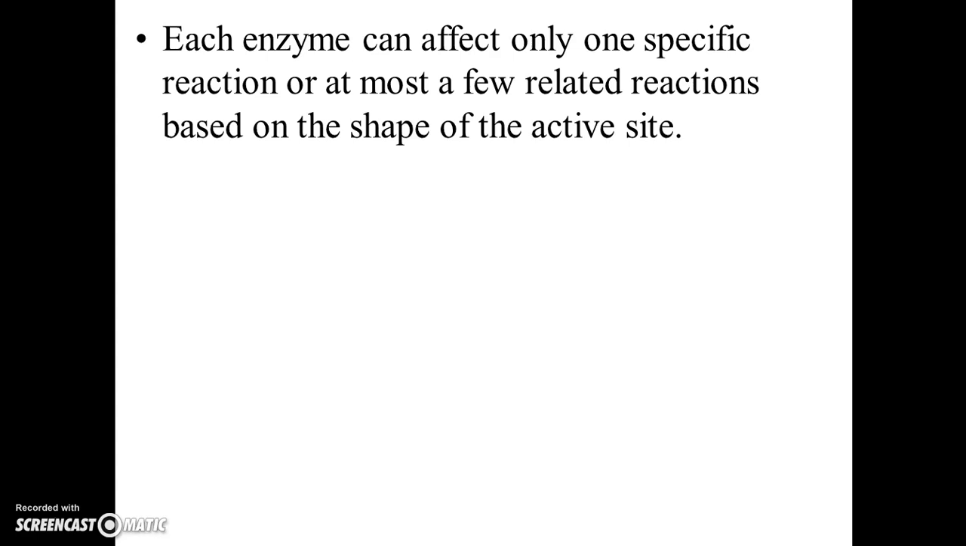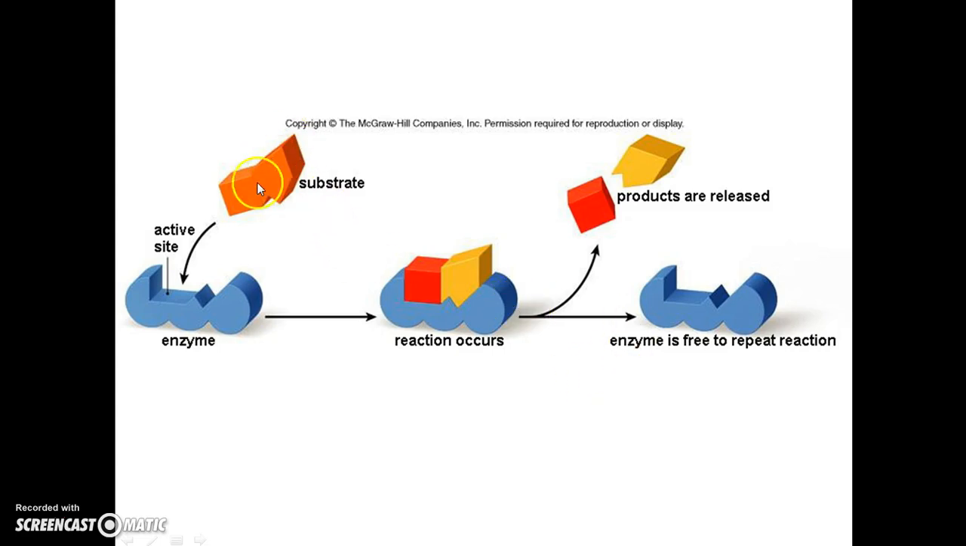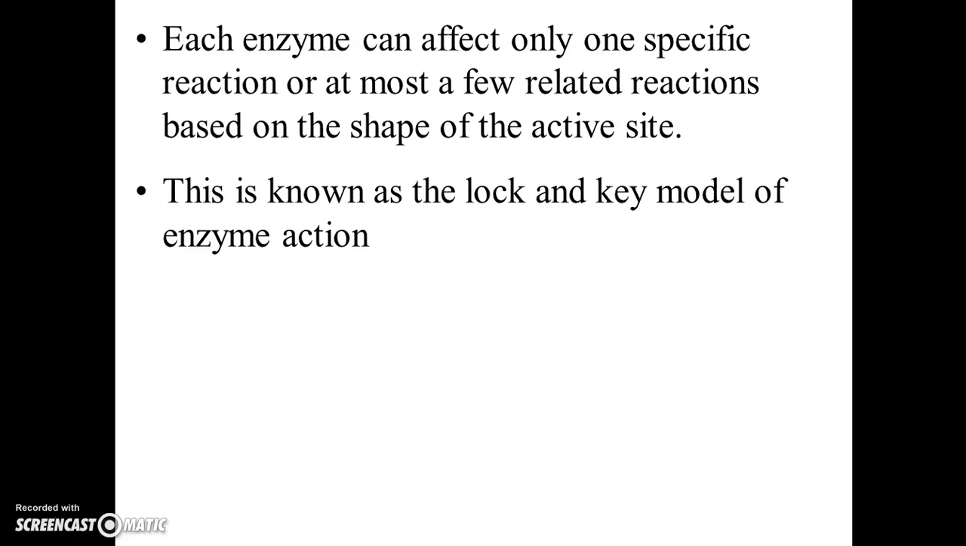Each enzyme can affect only one specific reaction or at most a few related reactions based on the shape of the active site. If you go back and look, you can see that this substrate fits exactly into that enzyme active site. On this one, you can see this substrate fits perfectly into this active site. This is known as the lock and key model of enzyme action. As you can imagine, if everybody's keys fit every lock, we wouldn't have any security in our world, would we?